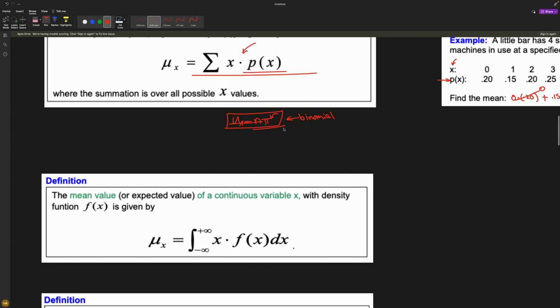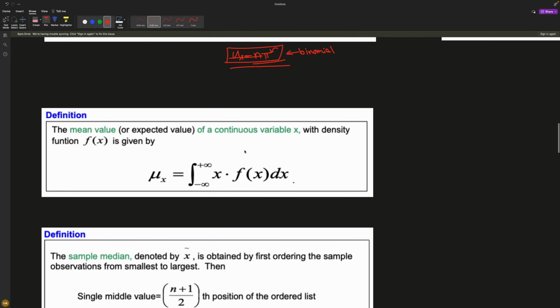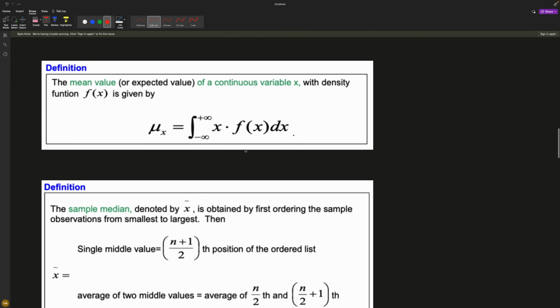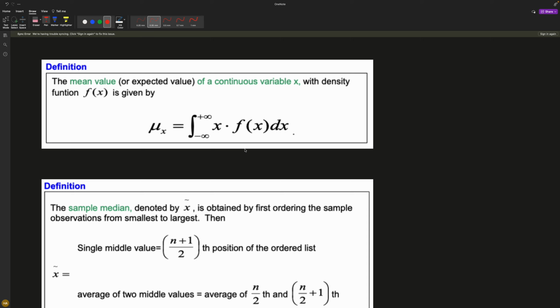These are given. Even this one is given. So you don't need to memorize it. You just have to know how to use it, and you should practice so you know how to use them. The mean value of a continuous variable x with density f. You basically want to take this. They'll give you some function, and you'll know it's a continuous, and you'll integrate.